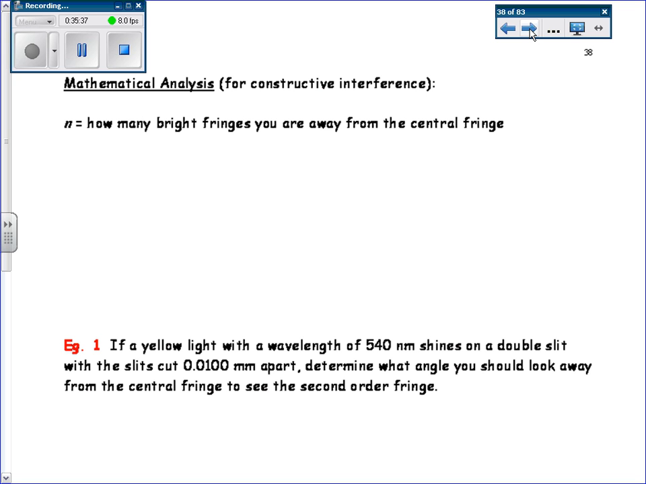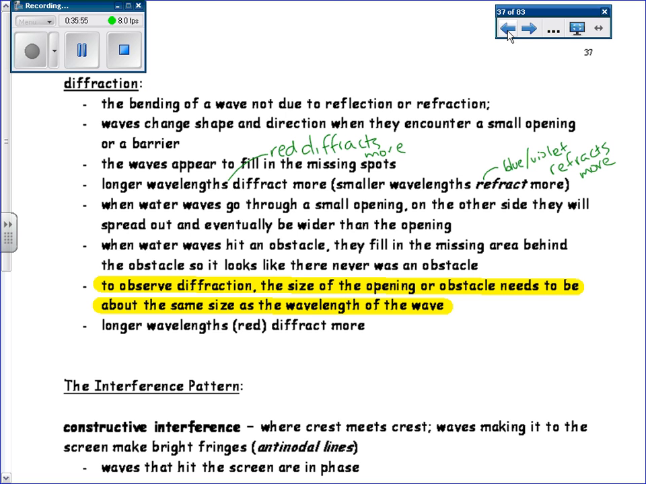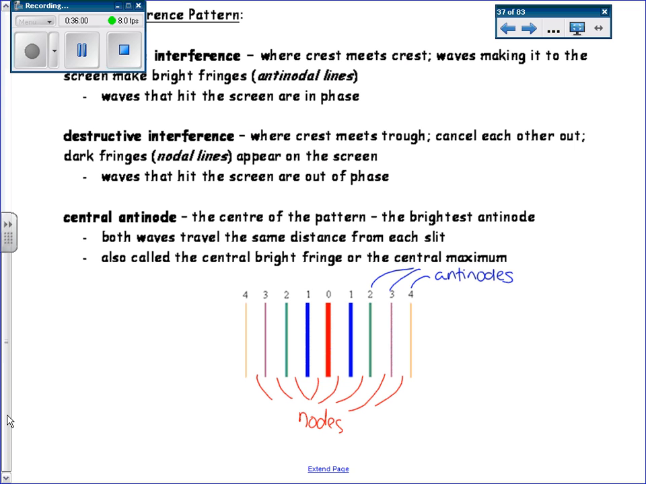Okay, so now the mathematical analysis. There's two formulas that we're going to learn, and we're probably only going to make it through the first one today, but we'll see. So n is the number of bright fringes that you are away from the central antinode. So if we go back to this page over here, these numbers down here on the bottom, that's n. In the center, n is 0. Then the first one on either side is 1. The second one is 2. Third one is 3, and so on.